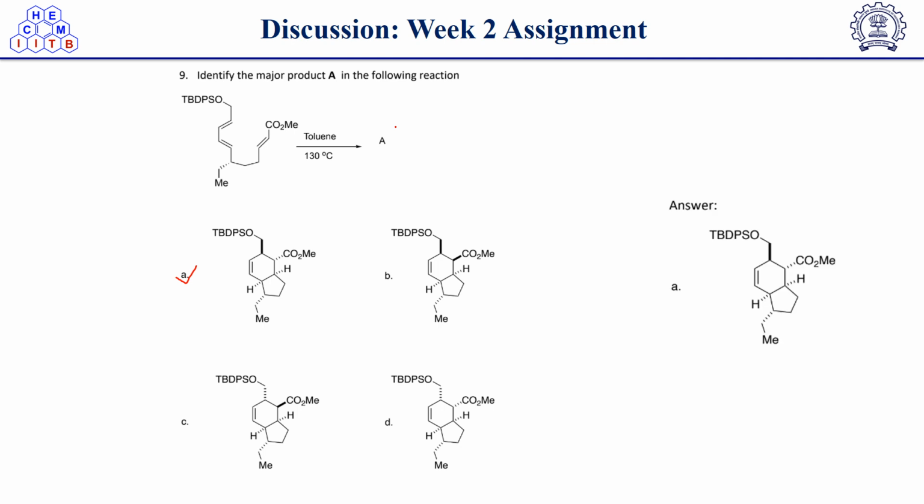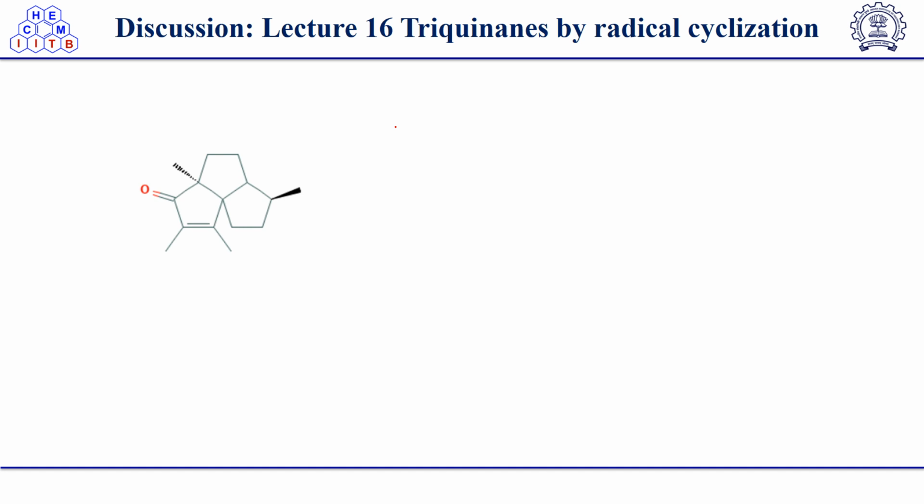So option A is the correct answer. That is the endo product with the corresponding stereochemistry. So now maybe we can move to the discussions on the week 4 lectures.